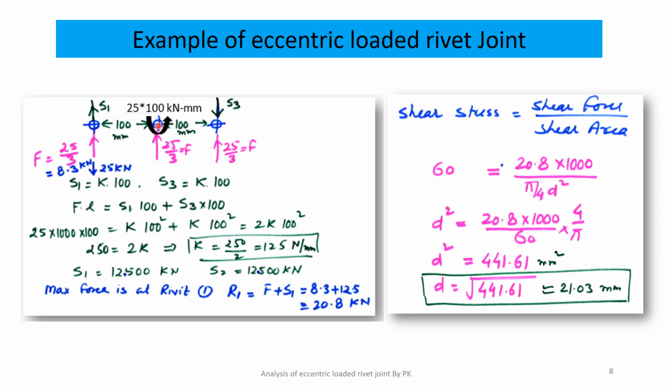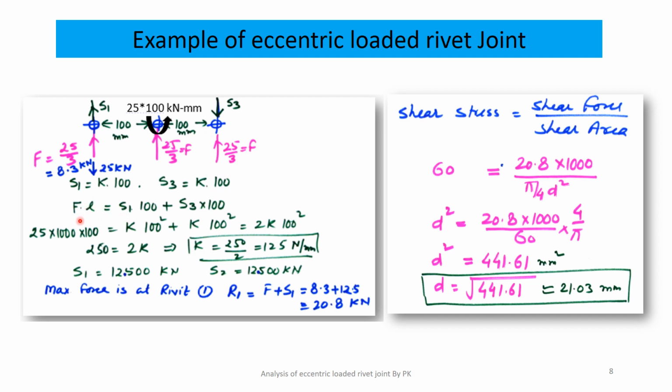When the distance is 0, there is no secondary force, there is only primary force at rivet number 2. So we know that S1 is proportional to the distance 100, so S1 should be equal to K into 100. S2 is 0 here because the distance of the rivet from the CG is 0, and the force S3 should be equal to K into 100. So we balance the external moment with the resisting moment here.